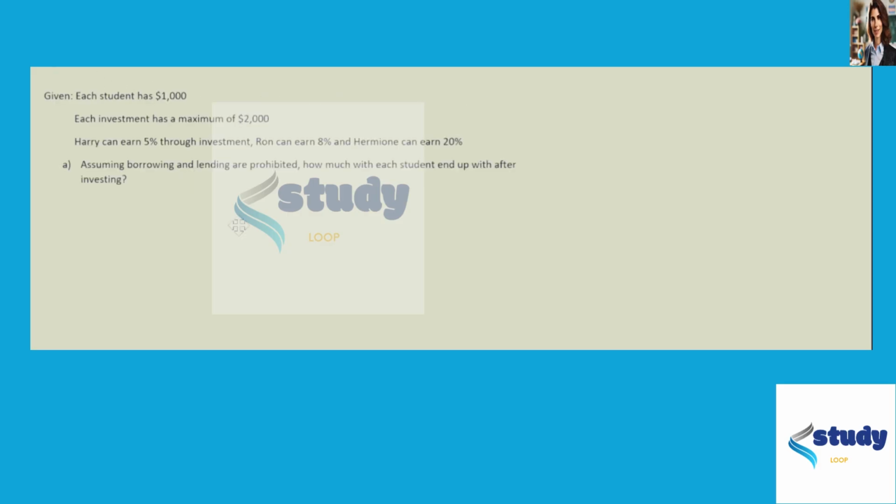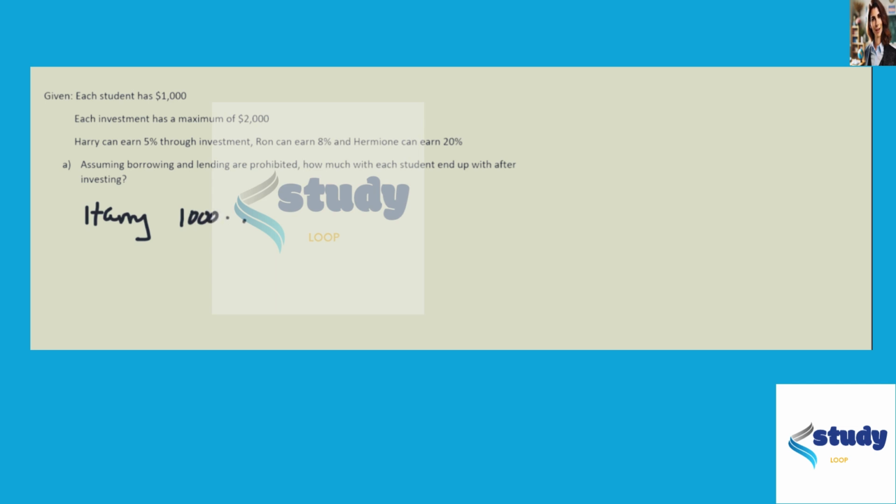Okay guys, this is chapter 26, problem 7. This problem is a little bit longer. It's in 5 parts. Overall, we're given that each student has $1,000 to invest. Harry can invest at 5%, Ron can invest at 8%, and Hermione can invest at 20%, but each can invest a maximum of $2,000. But remember, to start with, they only each have $1,000.